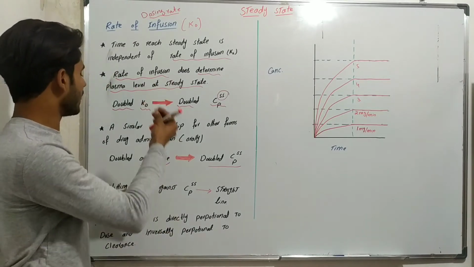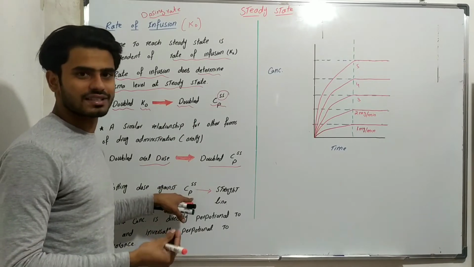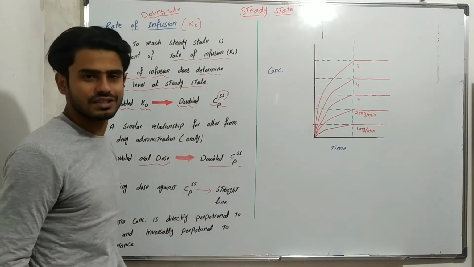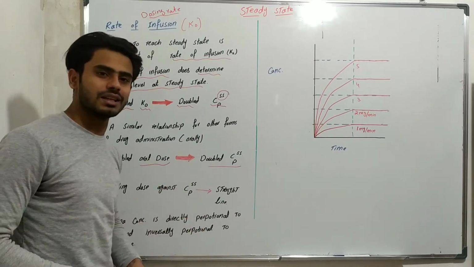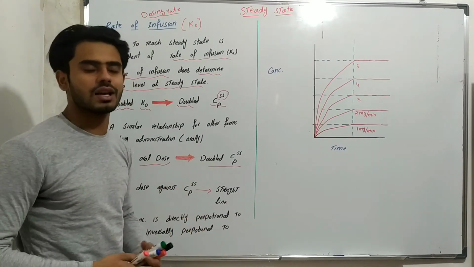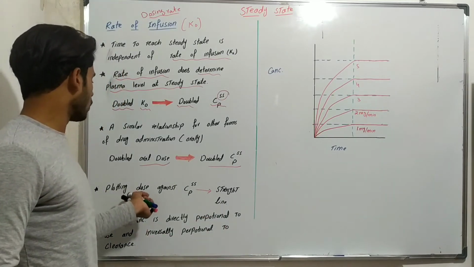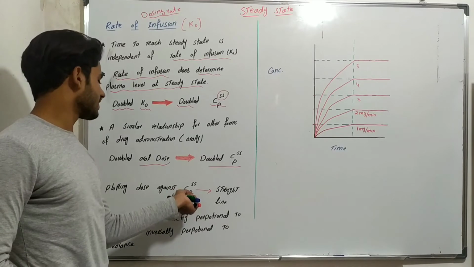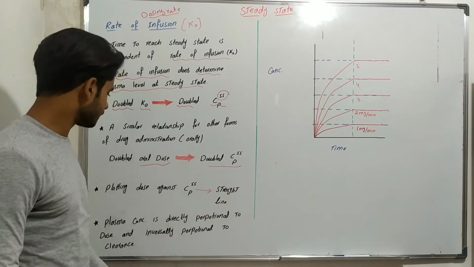Dose means that if we are increasing the dose, then the plasma level of a drug at steady state will also increase. So we will get the straight line. If we decrease the dose, then it will also decrease. So then again we will get the steady state straight line. So it says that if we plot dose against plasma concentration at steady state, then we'll get this straight line. Simple.